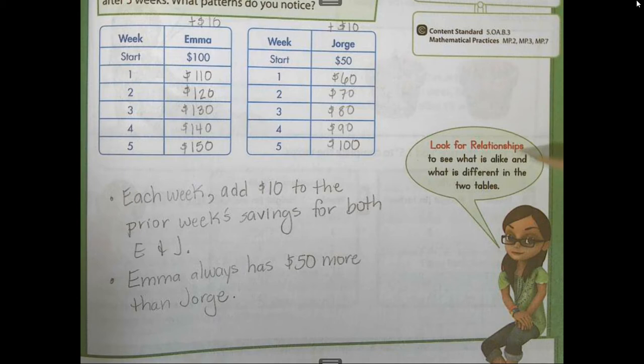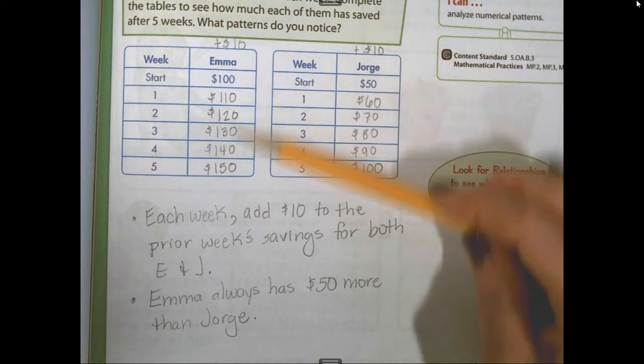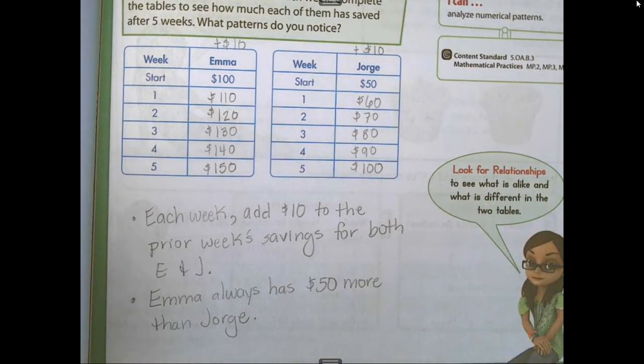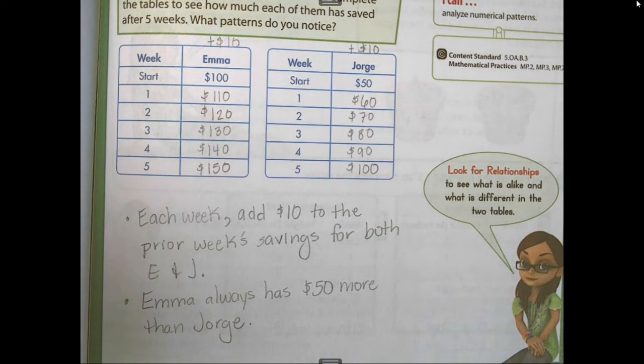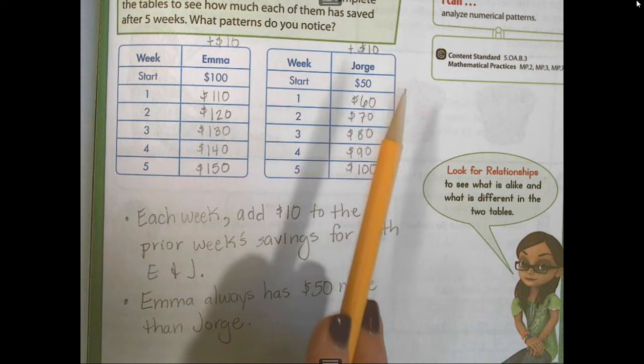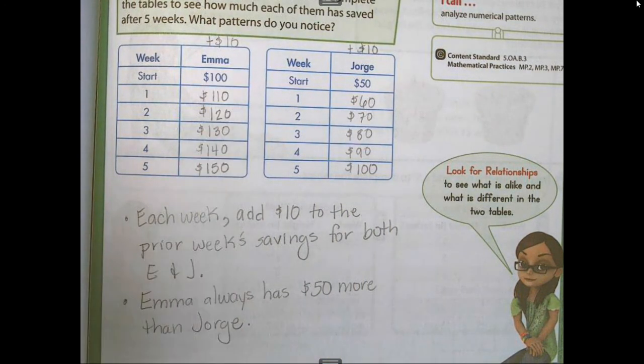And the fifth grade girl reminds us that when we look for relationships, we're looking to see what is alike and what is different in the two tables. Okay. So what I notice alike is that the pattern of add $10 per week is constant for both children. But what I notice is different is that George always has $50 less than Emma, or you could say Emma always has $50 more than George.